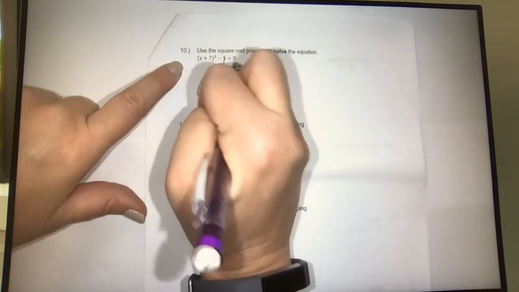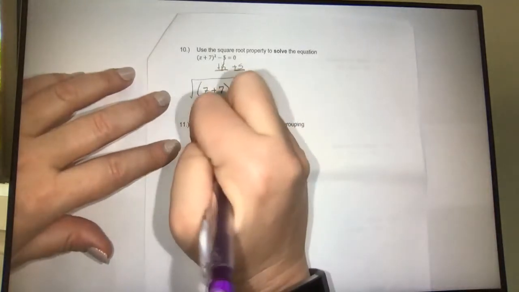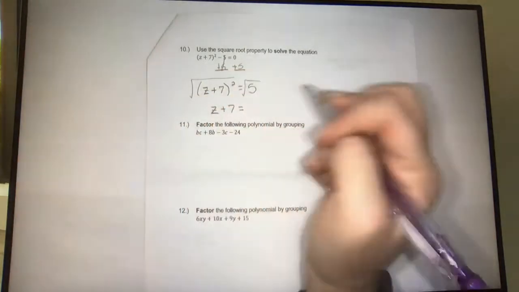So before you do anything else, get that far, okay? Make sure you isolate first. Now I'm gonna take the square root. I'm gonna get z plus 7 on the left. What's gonna go on the right?